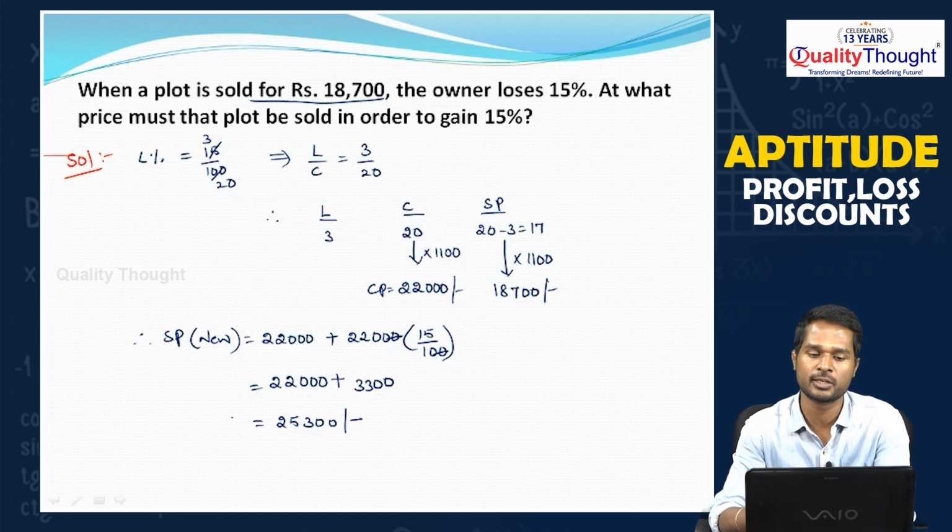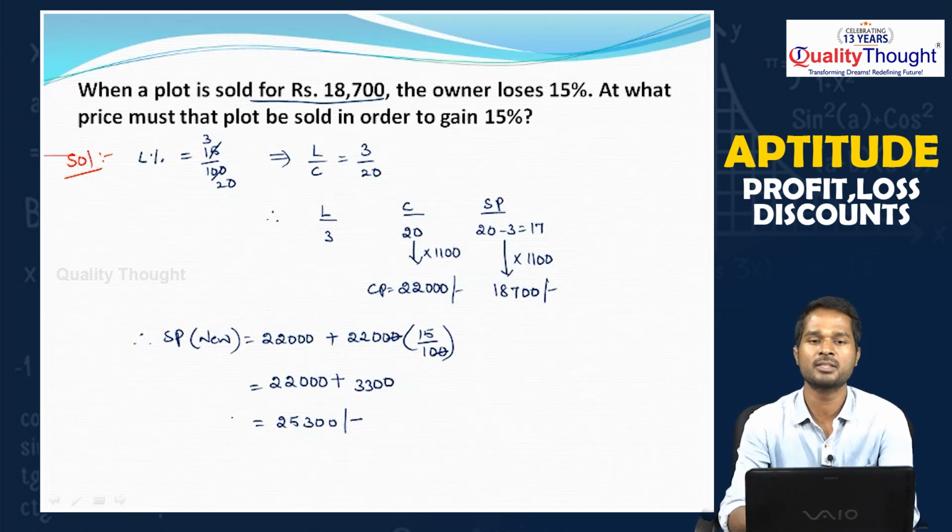See, in the first scenario, when he sold it for 18,700 rupees, there was a loss of 15 percentage. Now, at what price it should be sold to get a profit of 15 percentage? Calculate the original cost price from the given things, and on that calculate 15 percentage as the profit.